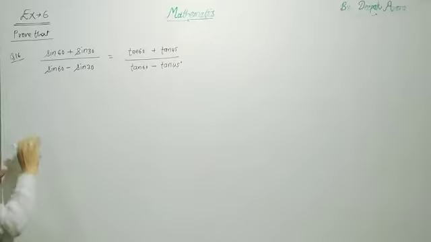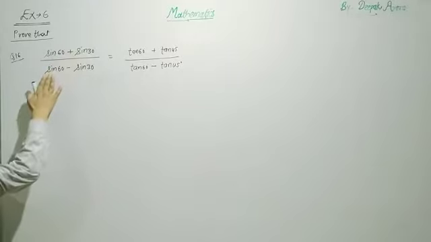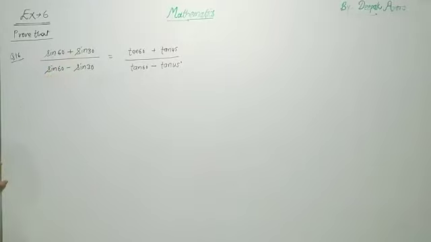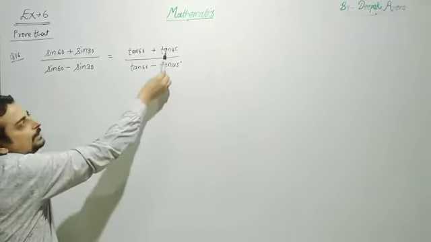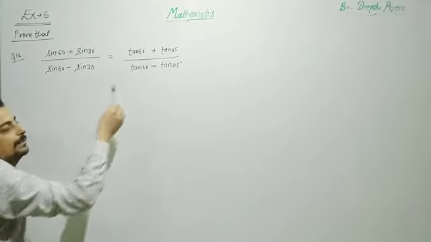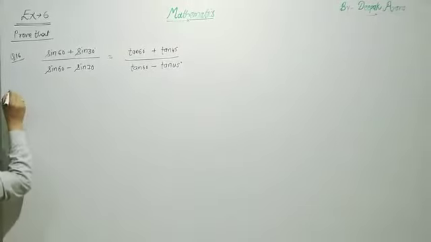Another question is question number 16: (sin 60 + sin 30) divided by (sin 60 minus sin 30) is equal to (tan 60 + tan 45) divided by (tan 60 minus tan 45). Now we take the LHS side.